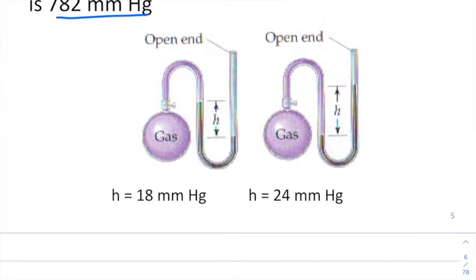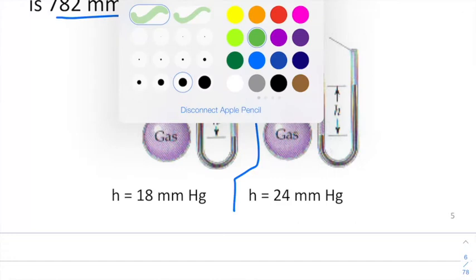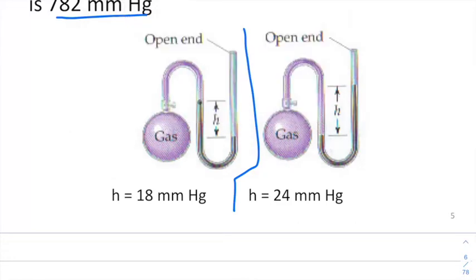All right, so I'm going to start with this one on the left. The first thing I'm going to do is look at that mercury. Let me actually highlight it in a more appropriate color. There we go. It's a little easier to see now.